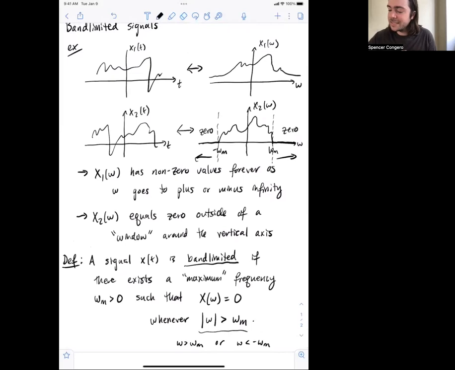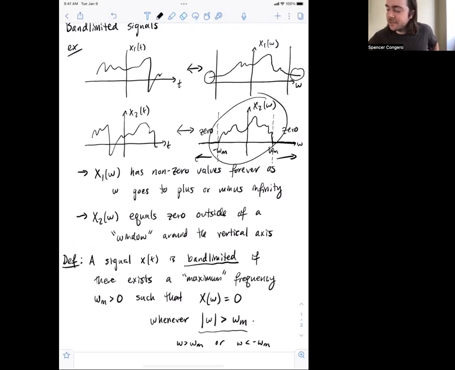And you can see that x1 of t is not band limited, because no matter where I put those bars, outside of them is always some place where x1 of omega is not 0. Okay, so that would break this band limited definition. And just looking at it, intuitively, this function is not limited to any frequency band. It's non-zero forever as omega goes positive or negative. So it's very not band limited.